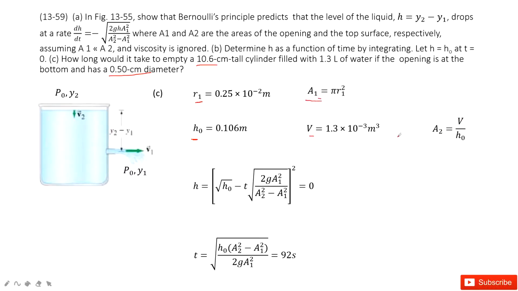Now we get A1 and A2 from these two equations, right? And we want to empty it, so that means h becomes 0. h becomes 0, so that means the term inside becomes 0, so we can solve it. We get t in these functions, and input A1, A2, and H naught. We get the final answer, 92 seconds. Thank you.